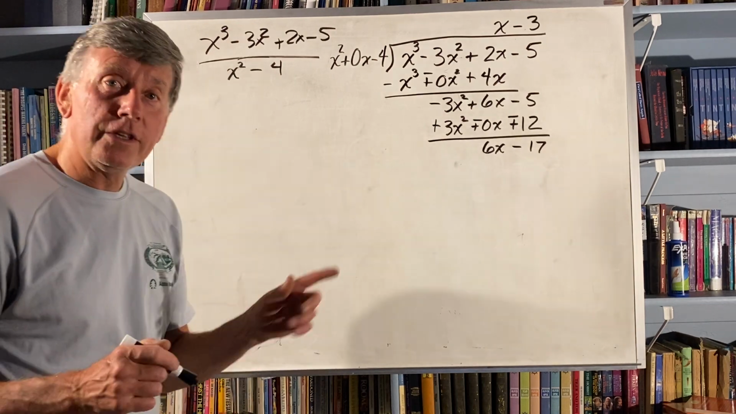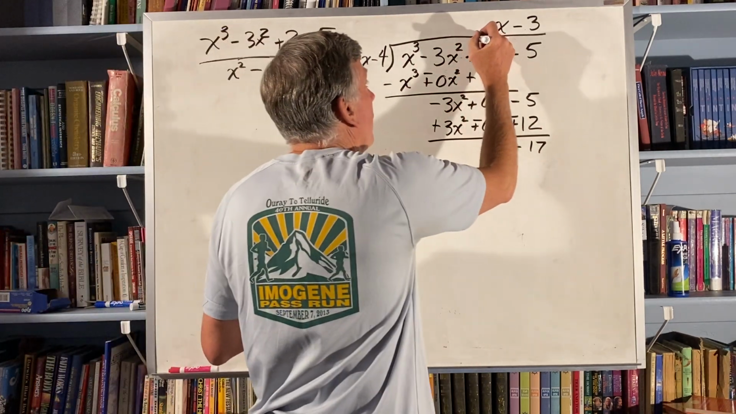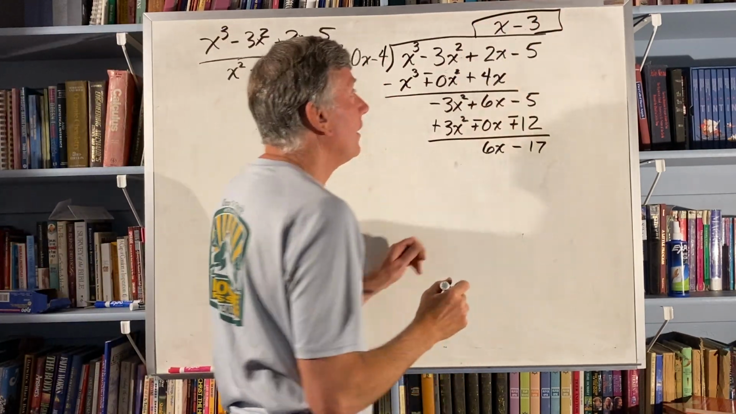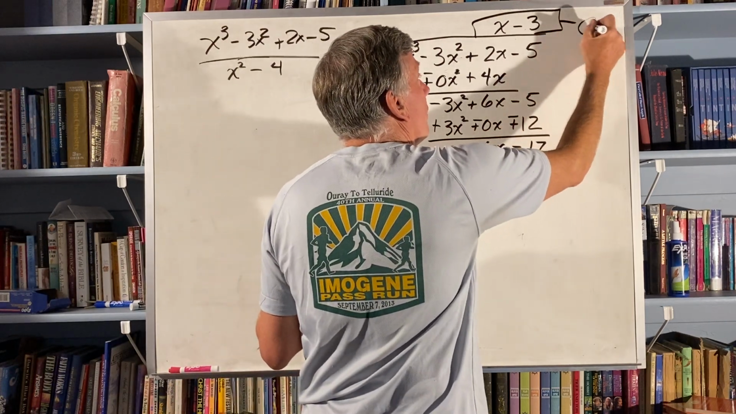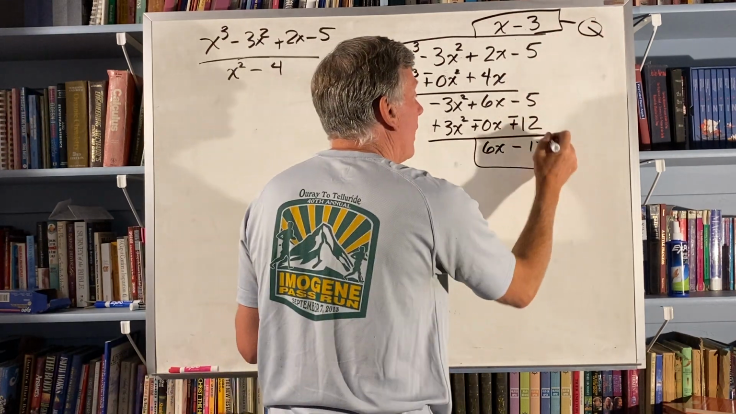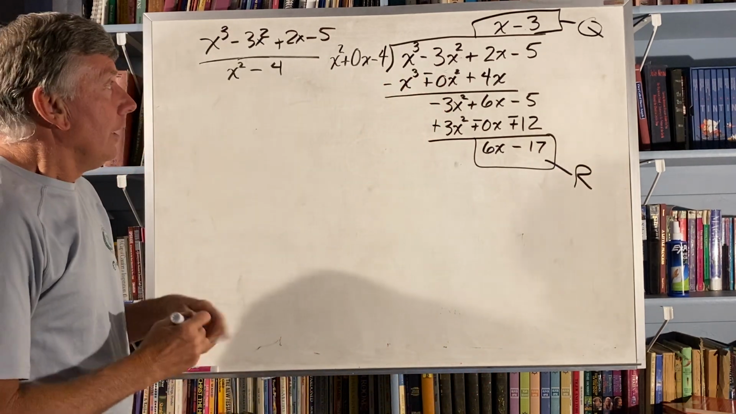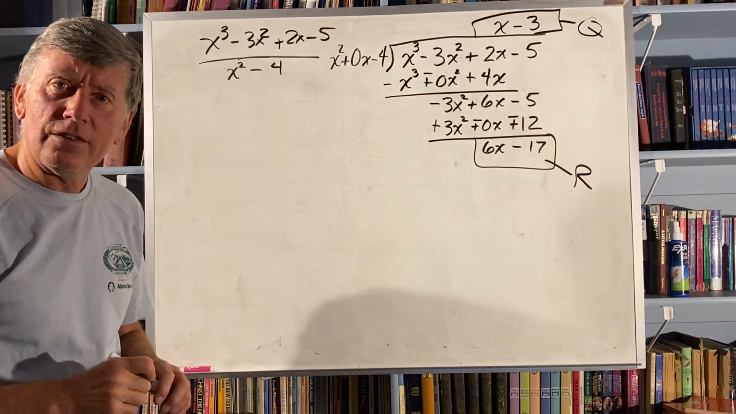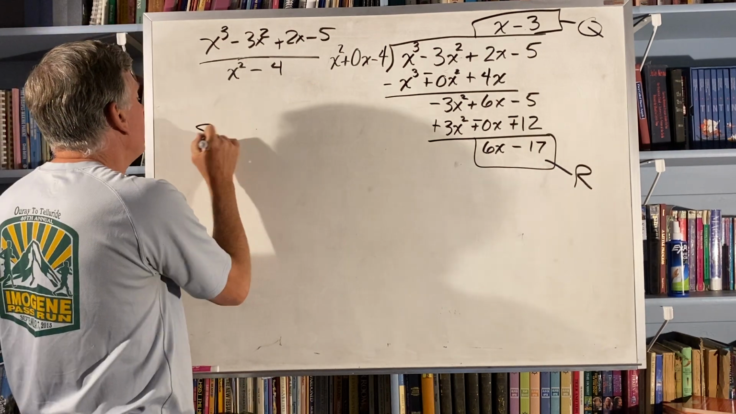Now we're going to look at the result that we got here. Remember that I was very careful to tell you that this guy was our quotient. Let's just put a little q next to that. And this guy is our remainder. It's with the quotient that we can determine what's called the slant asymptote.